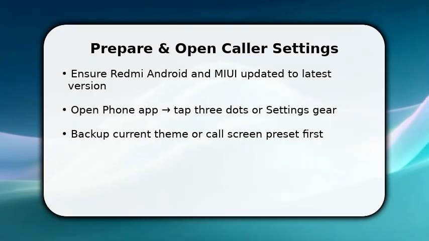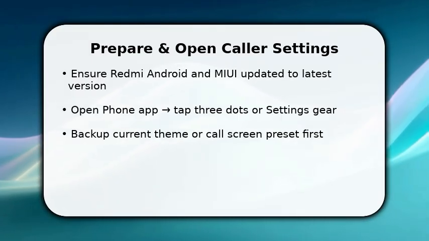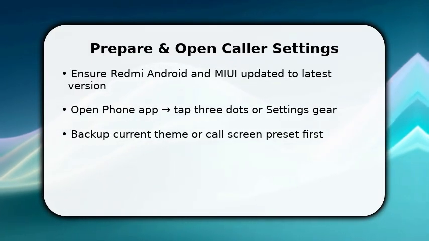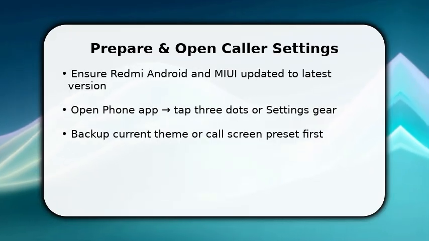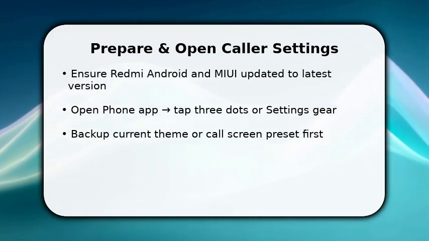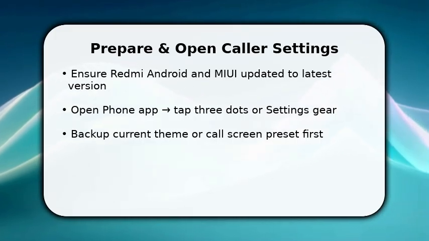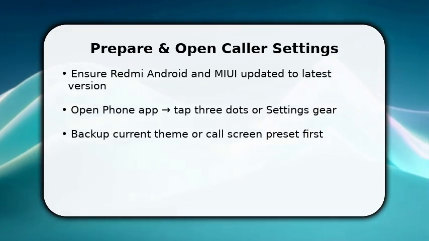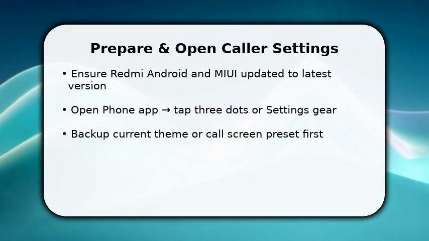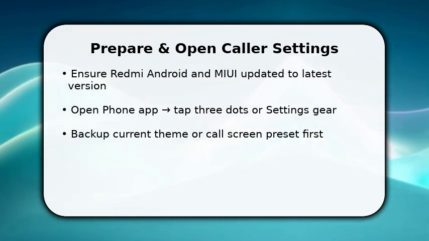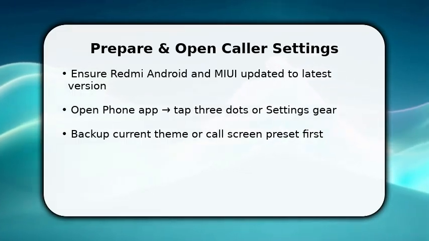You start by confirming your Redmi is updated. This prevents missing options. Once done, open the phone app and tap the three-dot menu or settings gear to reach call screen controls. You should back up your current theme or preset before changing anything so you can revert if needed. Make sure to grant permissions when prompted, because the call screen editor needs access to contacts and storage.